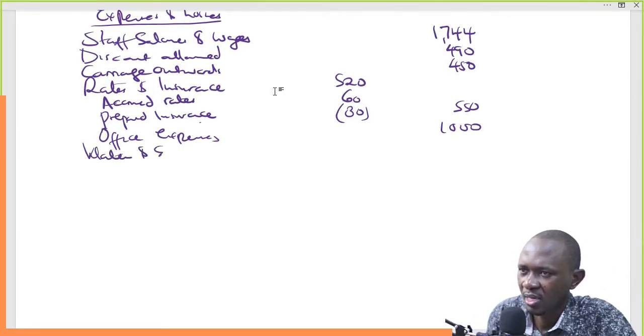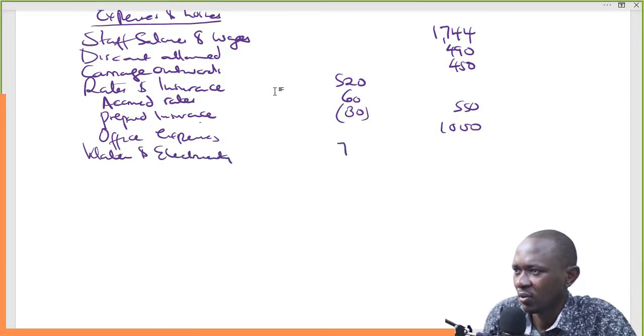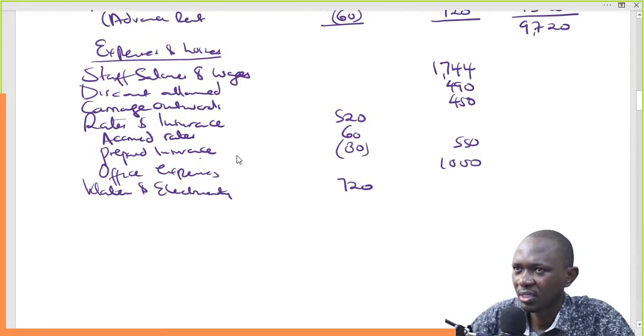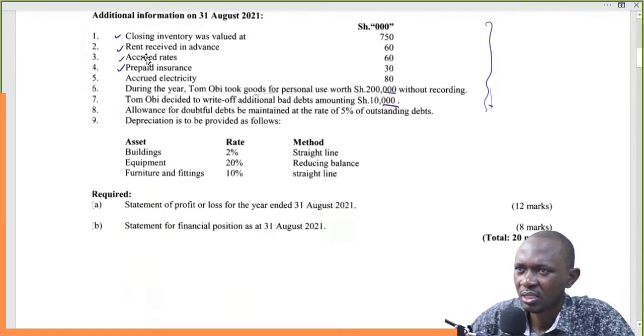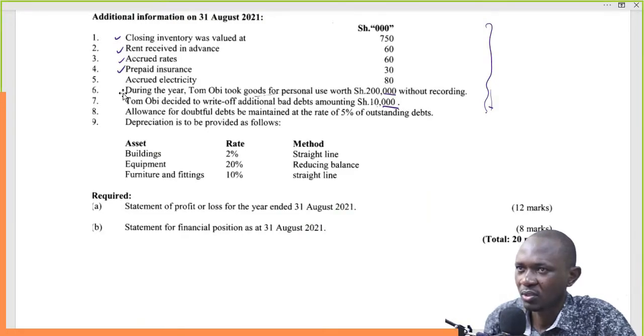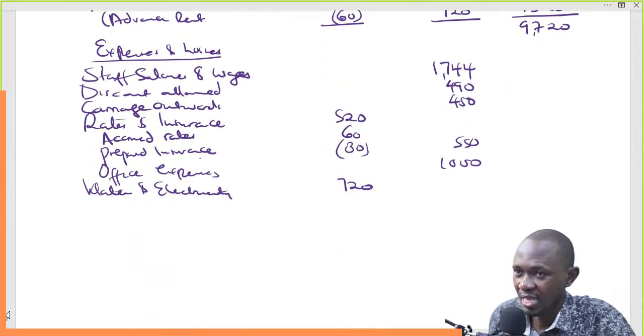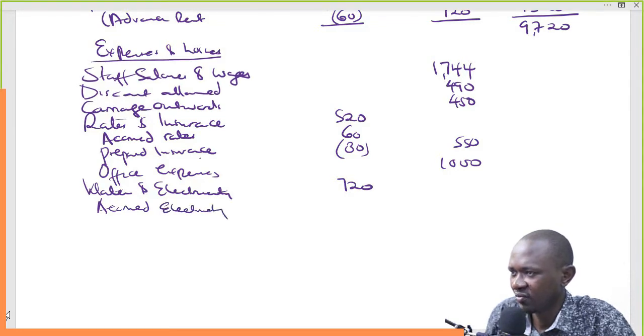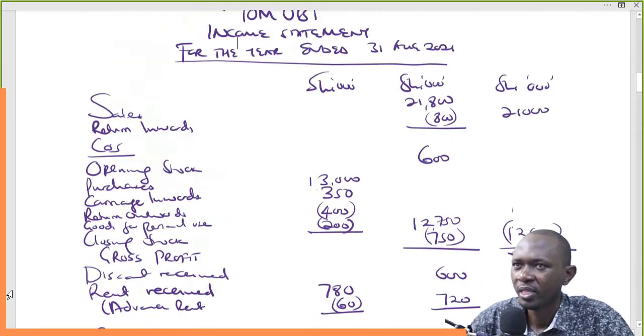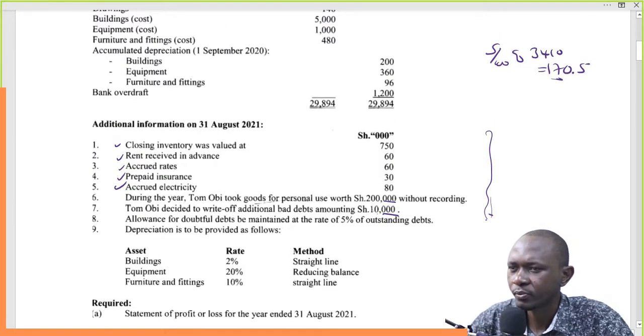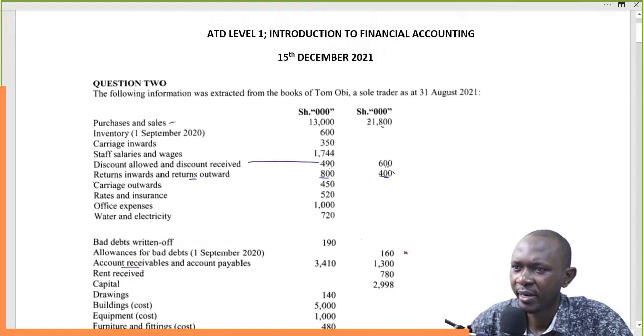Water and electricity, 720. We have workings on electricity. I think I've seen some workings on electricity. Accrued electricity, see here. So accrued electricity is 80. So it means this is an amount that was incurred this year, but we never paid. So accrued electricity, 70, we add, and we'll get 790. Good. So that one we are done.